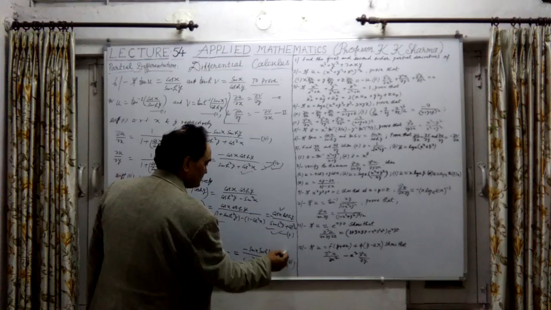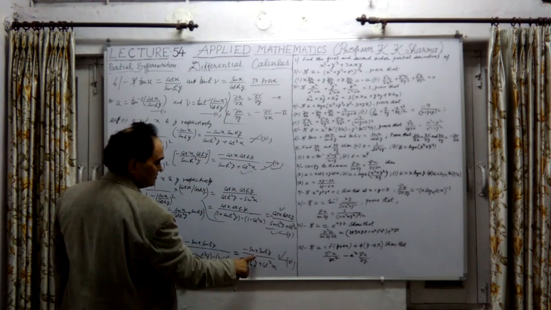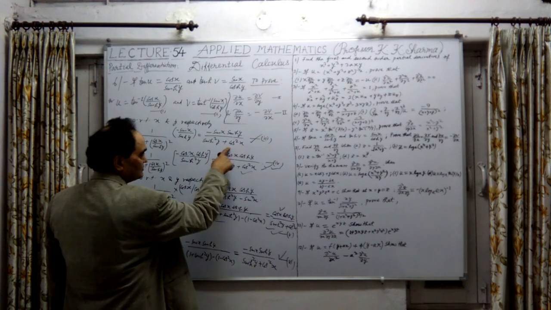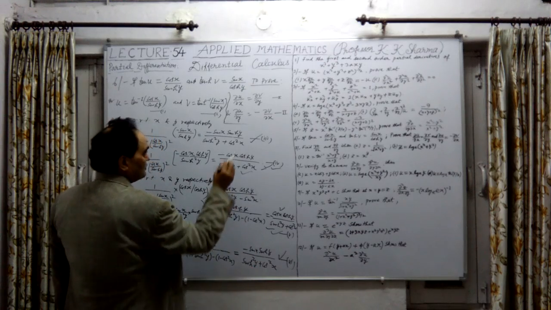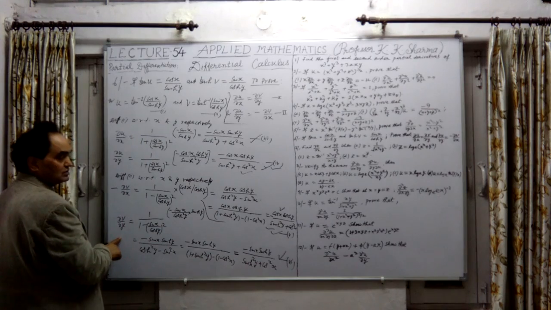Now we see the sixth one and the third one. The third result, minus sin x sin hyperbolic y divided by sin hyperbolic square y plus cos square x, is the same. So the third one and sixth one are the same. So del u del x is equal to del v del y.